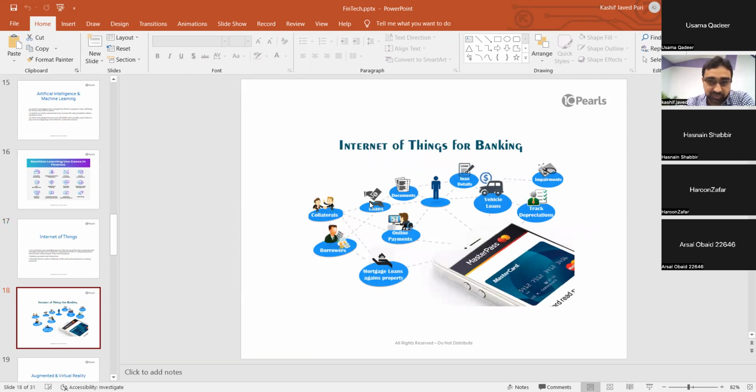These are some of the examples. So again, everything which you can do via your mobile or your smartwatch or any other device comes under the umbrella of Internet of Things for banking. So you can just pay your loans, your installments, anything with the help of your mobile or smartwatch.